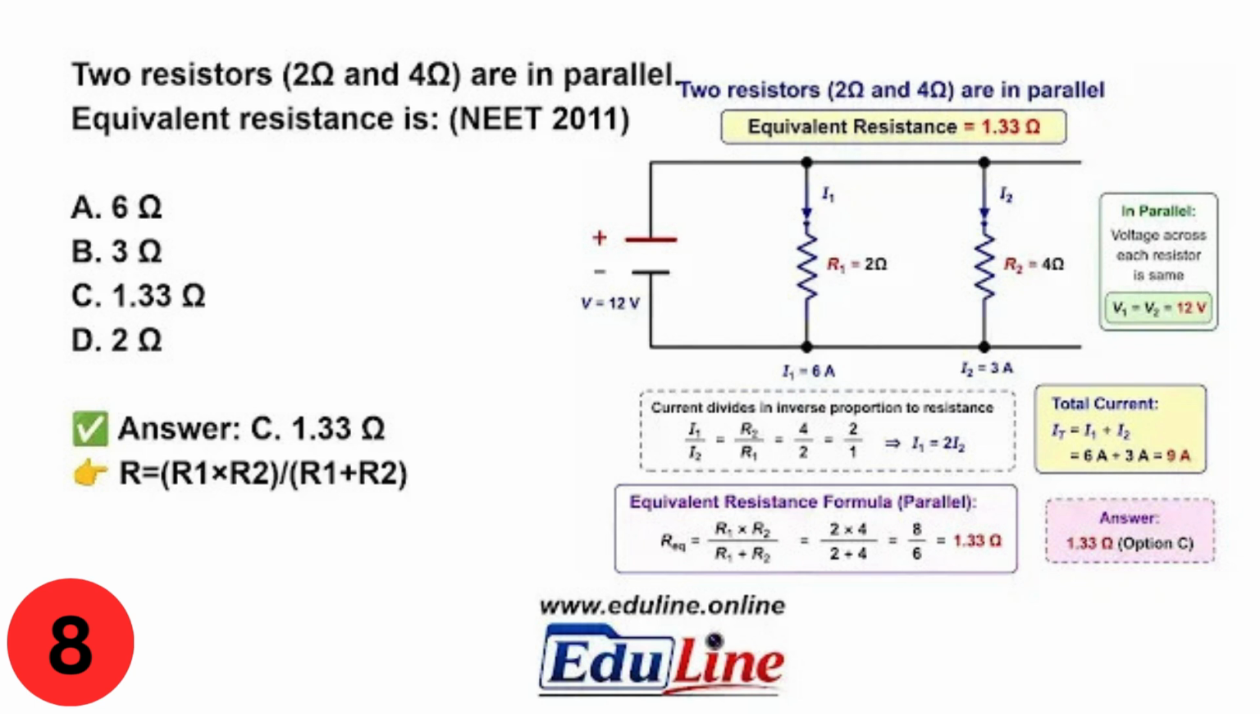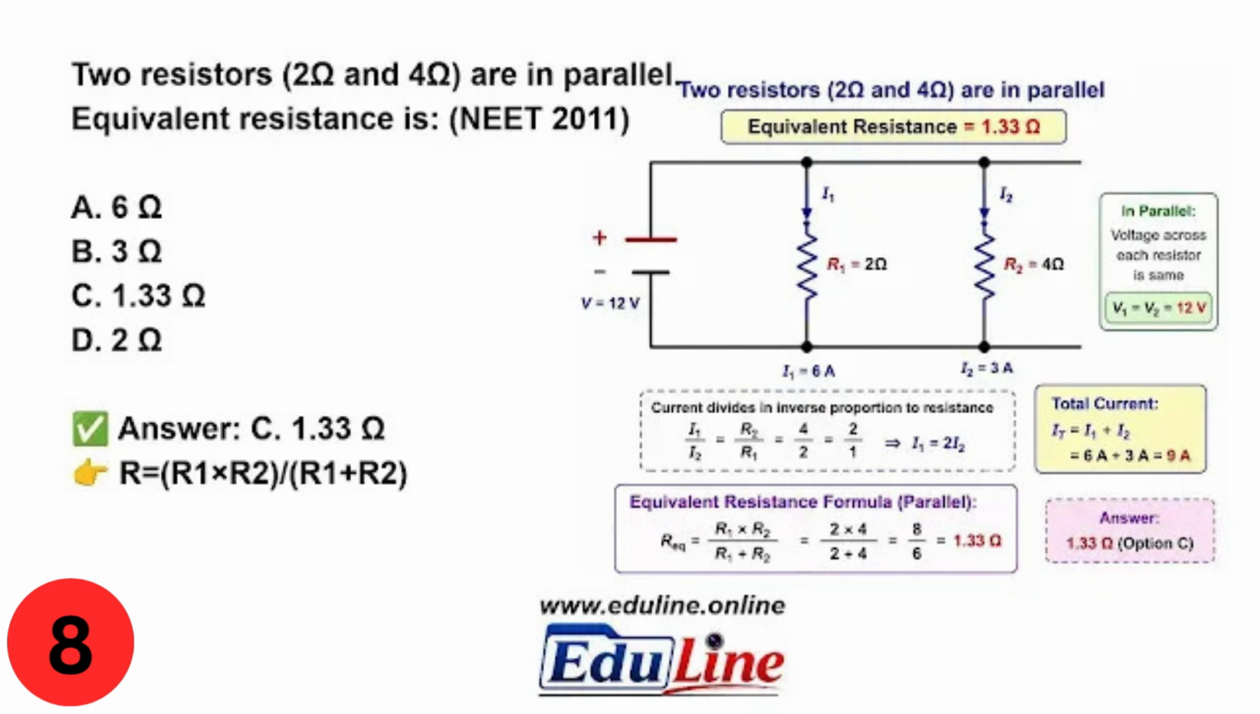Question 8. Two resistors of 2 ohm and 4 ohm are connected in parallel. What is the equivalent resistance? Options. Option A, 6 ohm. Option B, 3 ohm. Option C, 1.33 ohm. Option D, 2 ohm.